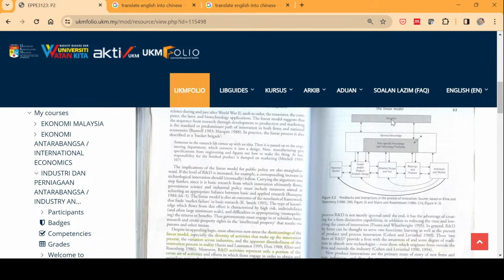So that's why firms will also gain from basic research, will gain the information, and will do this part, applied research at the bottom here. So firm specific knowledge and technical and technology platforms. Right here.